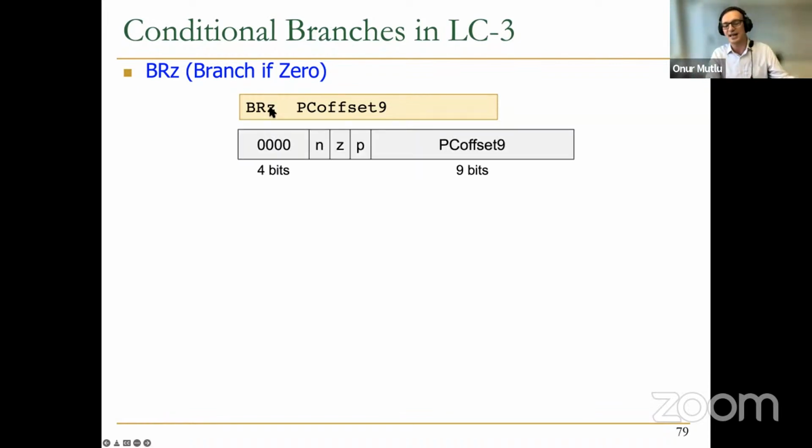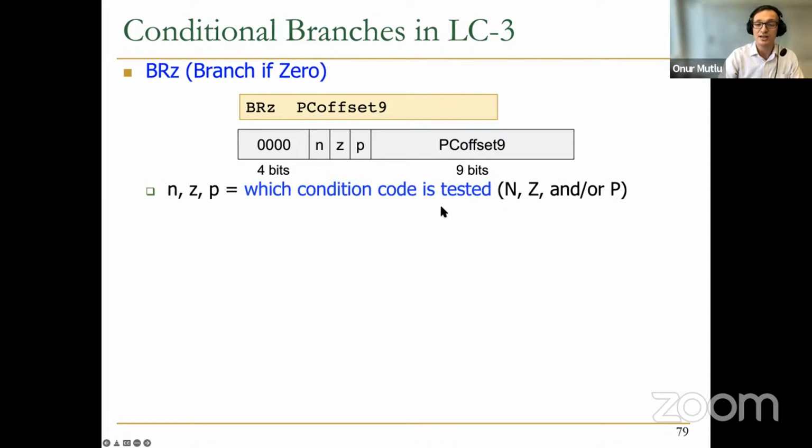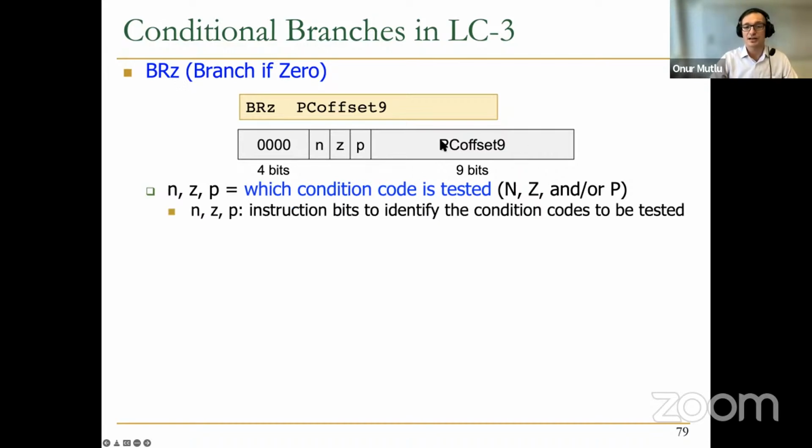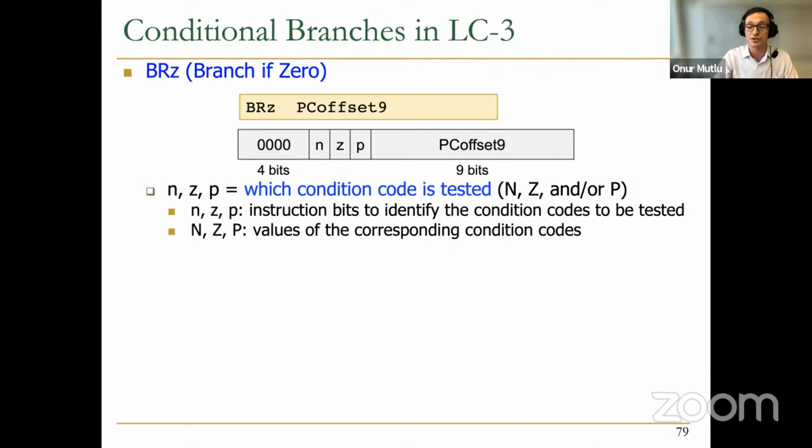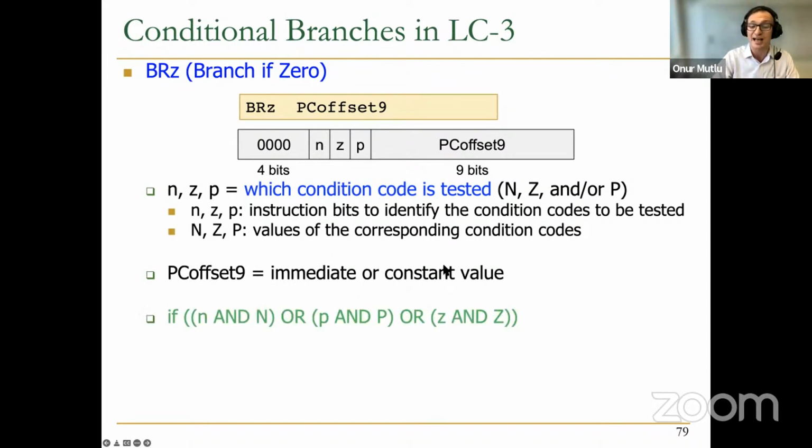Let's take a look at this. And this is the encoding. Basically, you need to set one or more of these bits depending on what condition codes you're testing. So this is the branch opcode. The NZP bits specify which condition code is tested. In this case, Z is tested over here, so this should be 1 and the other ones should be 0. These are the bits to identify the condition codes to be tested, and the capital NZP are the values of the corresponding condition codes in the machine. And the PC offset is the immediate or constant value that we're going to use to calculate the address.